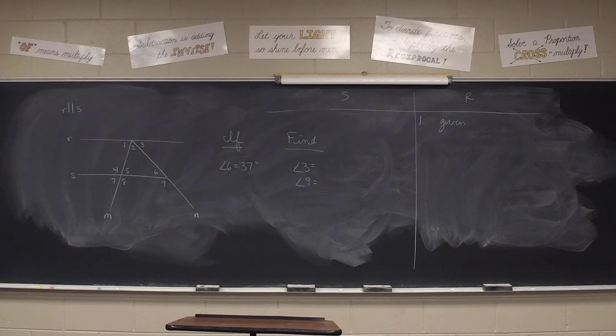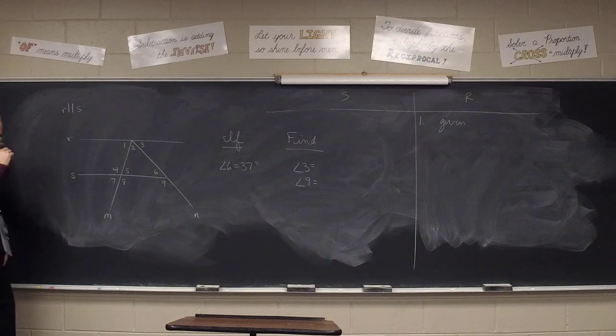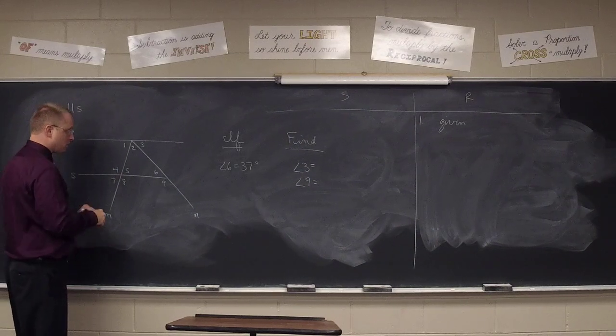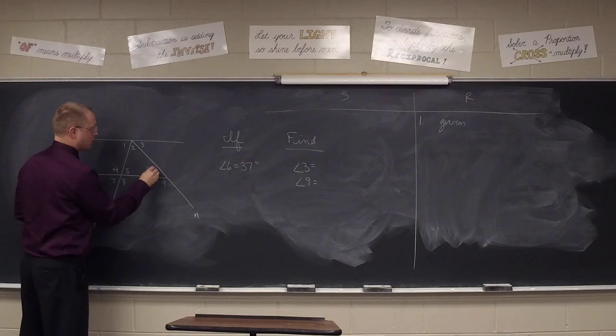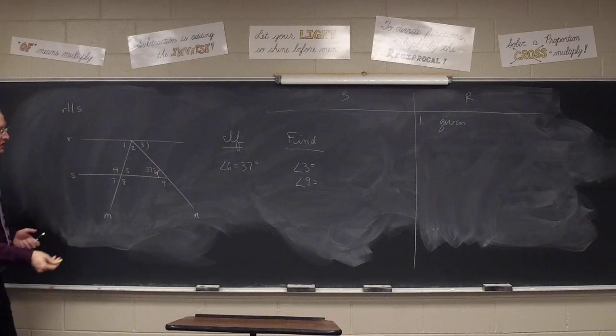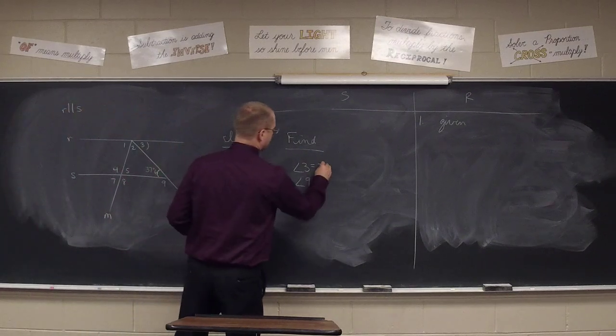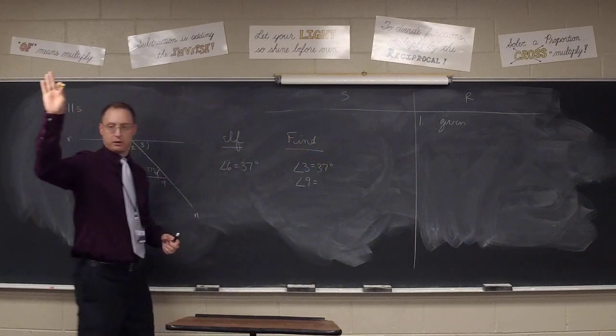Shouldn't require too terribly much work on this particular exercise. How would I find the measure of angle 3? Joshua? Well, isn't it like alternate interior? Yeah, angle 3 and angle 6 are alternate interior angles. So if 6 is 37, how big is 3? 37 degrees. How many also had 37 degrees for angle 3?